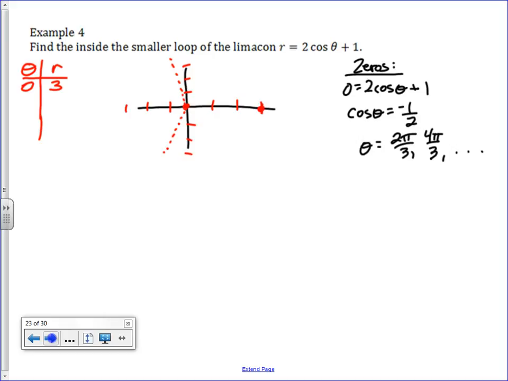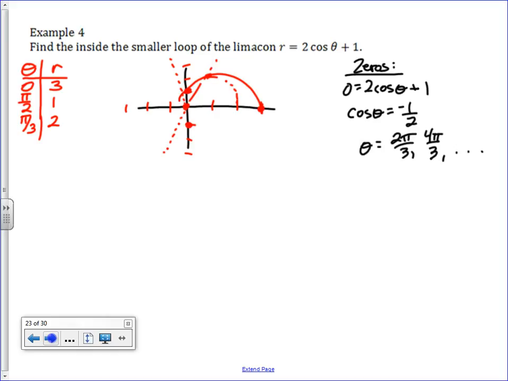If I was to plug in pi over 2, cosine is 0, so 1. It's symmetric, so if it's 1 here, it's going to be 1 for 3 pi over 2 as well. If I wanted to plug in pi over 3, because it's easy, 1/2 times 2 is 1, 1 plus 1 is 2. So I can say, okay, da-dun-da-dun-da-da. Wait a minute, it's supposed to hit 0 twice?